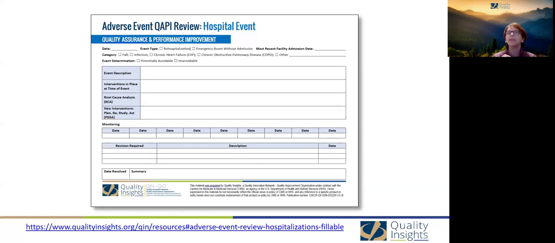The intent is that this form would be completed with each hospital transfer and reviewed by your performance improvement team on a weekly basis. Let's look at the form section by section and what completing the form might look like for a fall adverse event. Kathy's going to drop the link to this particular form into the chat for everyone, and it will be available after this call as well.